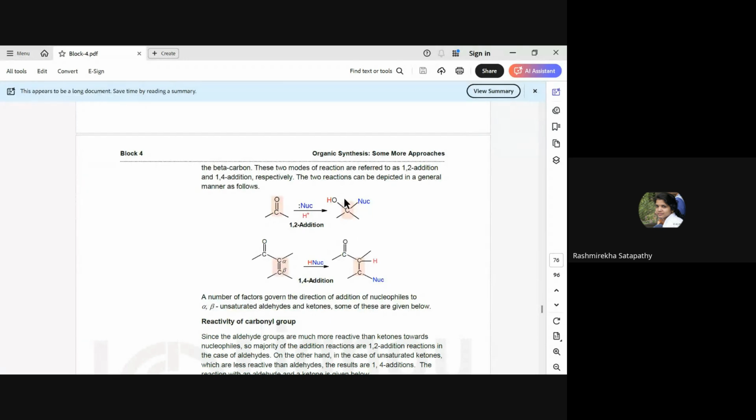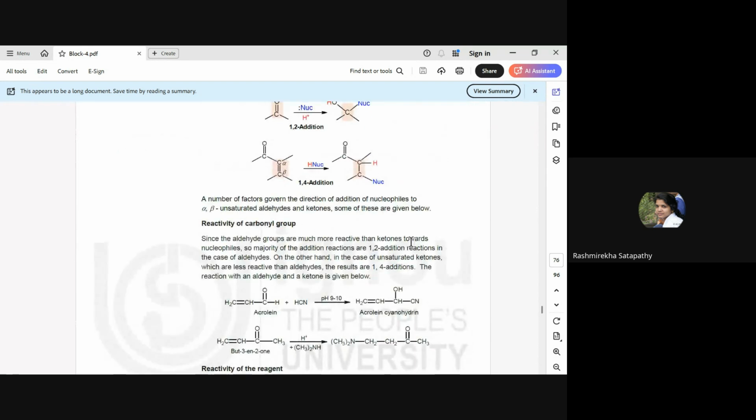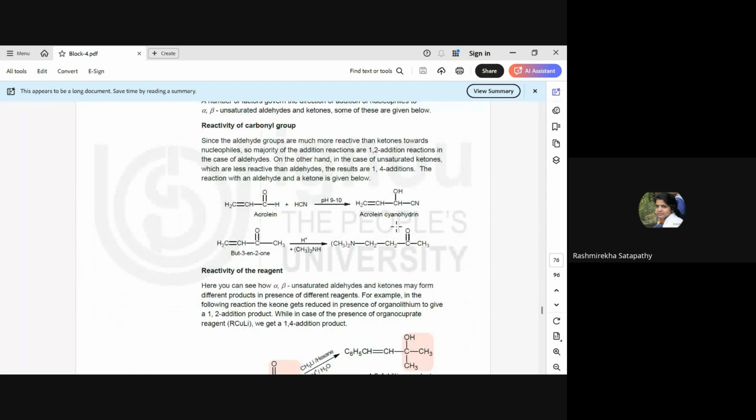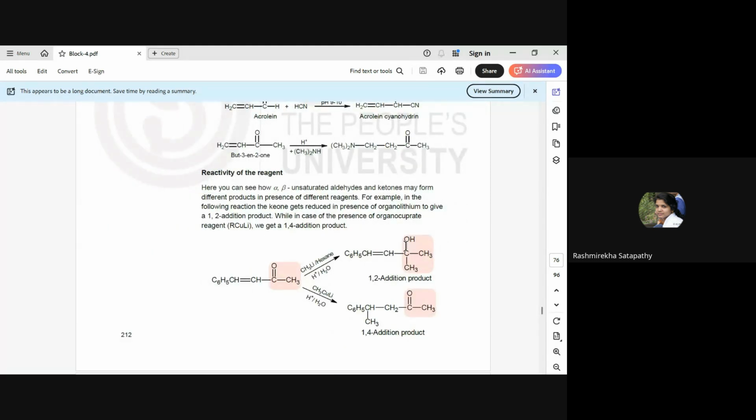1,2 addition. Two reactions can be predicted in the general manner, but only one is forming: 1,2 addition and 1,4 addition. The 1,4 addition product is forming, reactivity of the carbonyl compounds, acrolein cyanohydrin. This is the regioselective, and there is also regioselectivity in the reagent. With methyl lithium the 1,2 product is forming; with methyl copper lithium the 1,4 product is forming. So if the reagent is changed, the product is also changed.